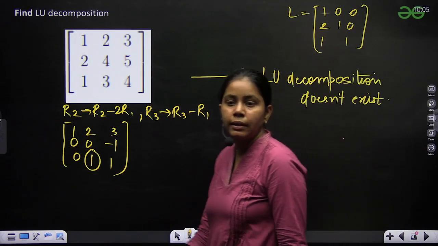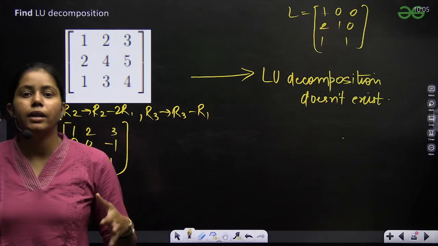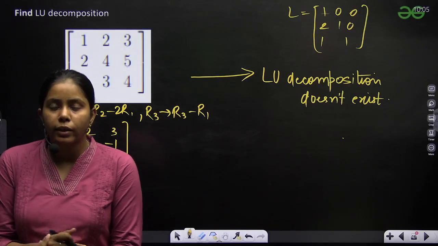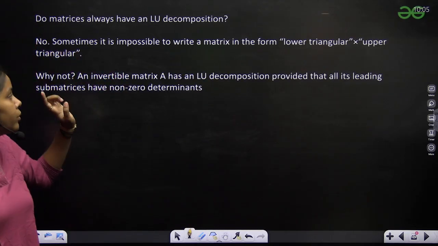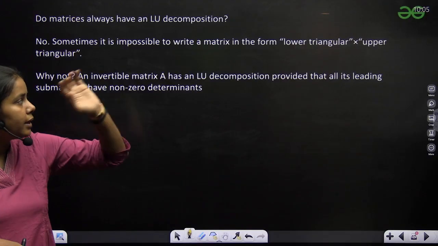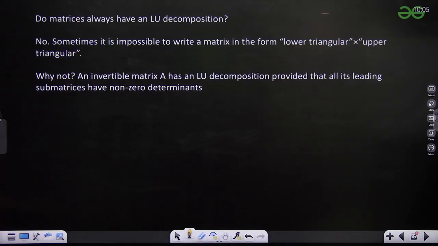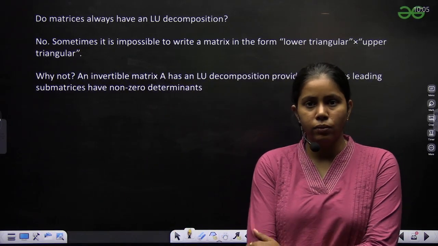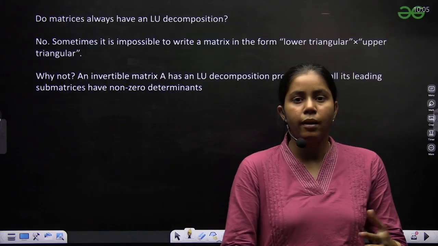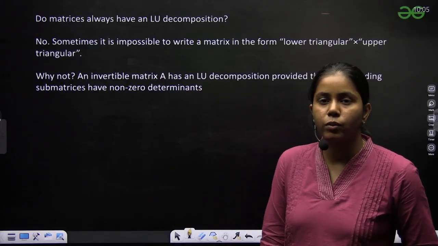This is a question: how would I decide that LU decomposition exists or does not exist? So for that we have this method. Do matrices always have an LU decomposition? No, sometimes it is impossible to write a matrix as a lower triangular and upper triangular matrix. So which matrix would have an LU decomposition? How would I decide that?